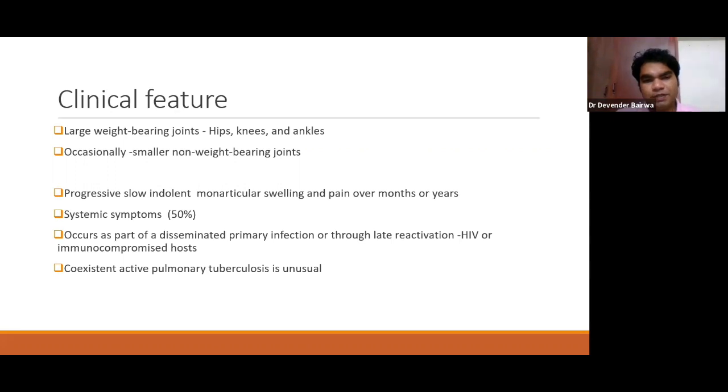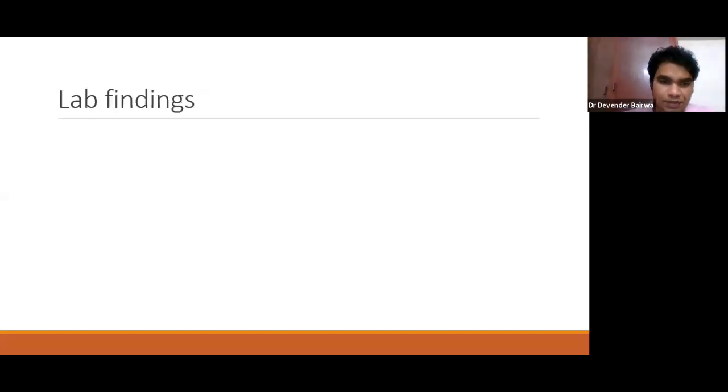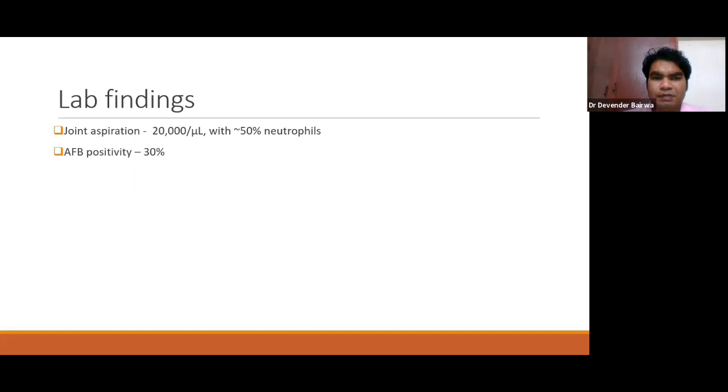In general, these patients will not have a coexistent active pulmonary tuberculosis. This might be the reason why we tend to miss tuberculosis as one of the differentials when a patient presents with these symptoms. In lab findings, generally we don't aspirate the joint, but if the joints are aspirable, then the count is not very high. A 20,000 count will be there roughly, with roughly 50% neutrophils and the rest lymphocytes. AFB positivity can be seen on the smear of that fluid in 30% of cases. Fluid culture positivity is very high, around 80%. And if you take a synovial tissue biopsy culture, then 90% will be positive.